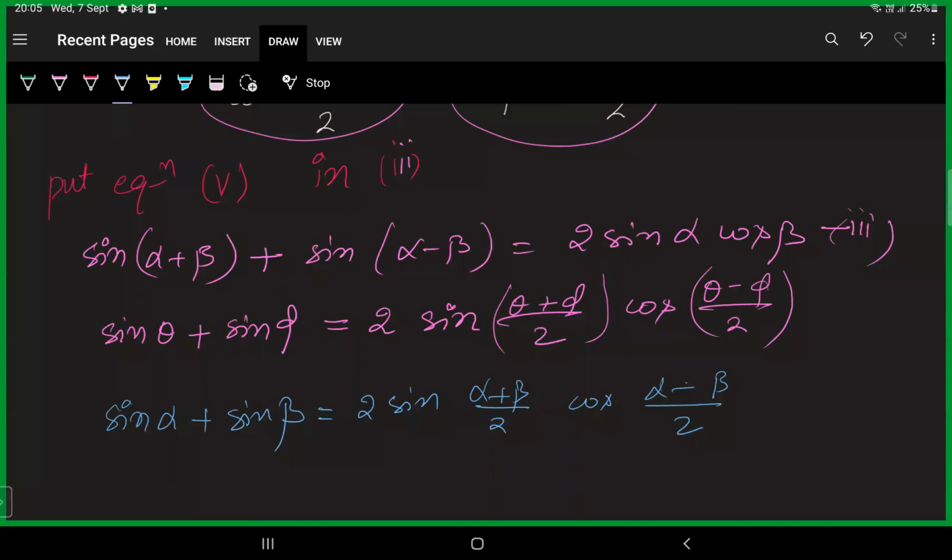Say something useful. Okay, yeah, it's only in 12th standard.